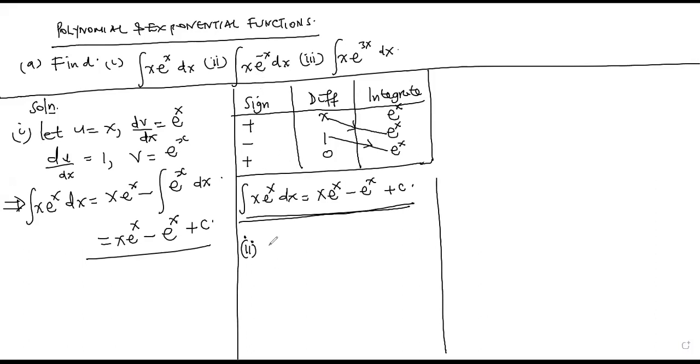So for this one, which is the integral of xe^(-x) dx, we shall let still our u equal x, and our dv/dx is going to equal e^(-x), implying that our du/dx is 1, whereas our v, when we integrate this, the power is -1, so we shall divide by -1. So it is going to be negative e^(-x).